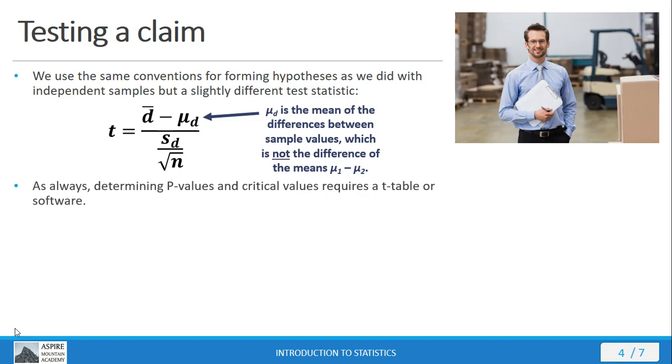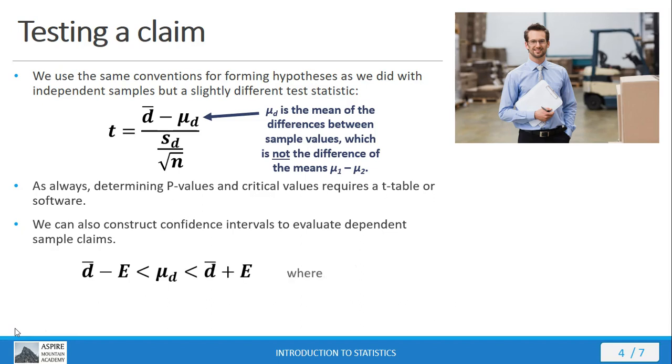As always, we're going to look at p-values, critical values, just like we've done before. Constructing confidence intervals, we can do that as well. We have a general form that you see here, d bar minus our margin of error, d bar plus our margin of error, where our margin of error is calculated according to the equation that you see here.